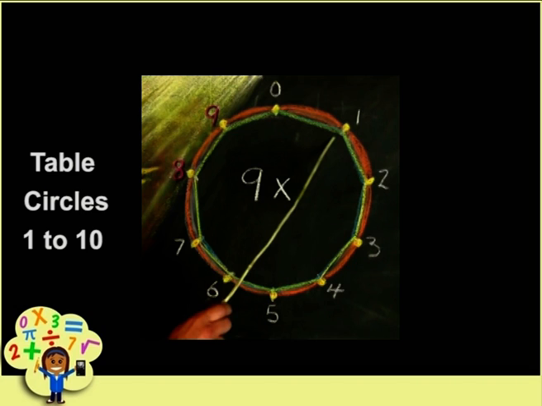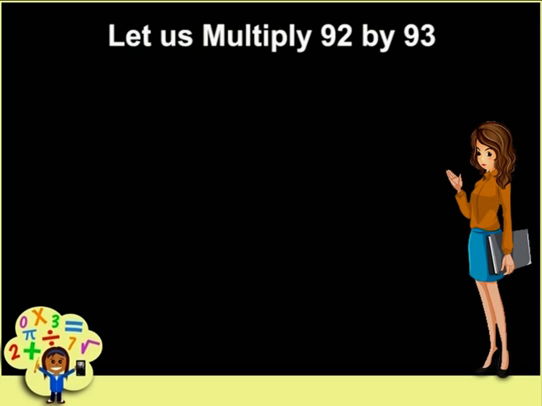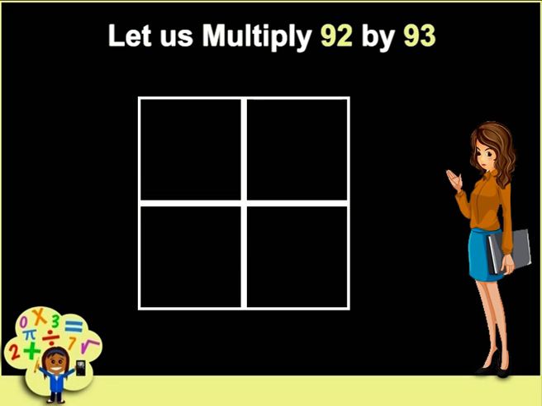We will be using these circles of tables to do multiplication of numbers using the diagonal method. Let's multiply 92 by 93 using the diagonal method. First of all, we will draw the squares required to multiply 93 and 92. 92 and 93 are 2 digit numbers. Therefore, we will draw 2 rows and 2 columns as shown. We will write the first number, say 92, and the other number, say 93, just as shown to you.